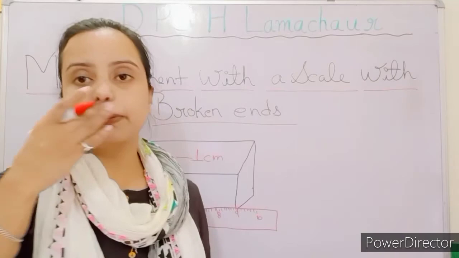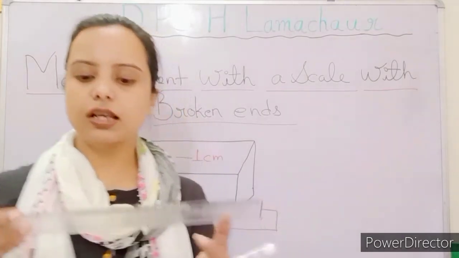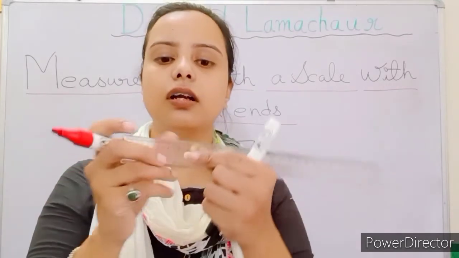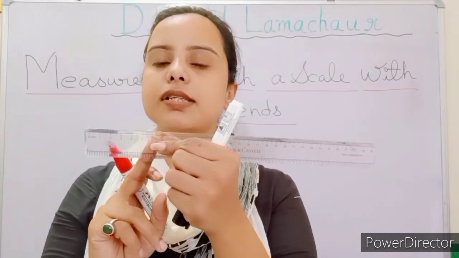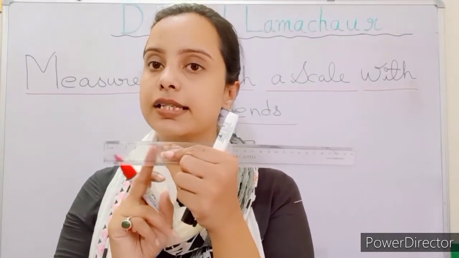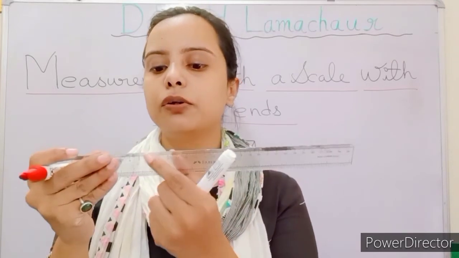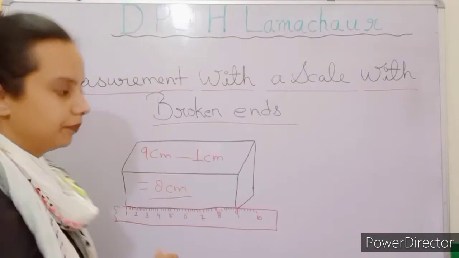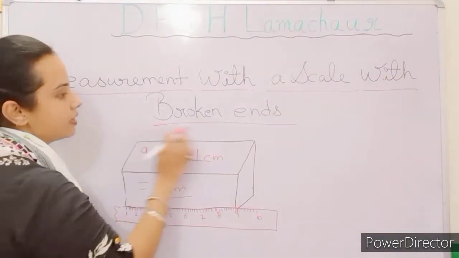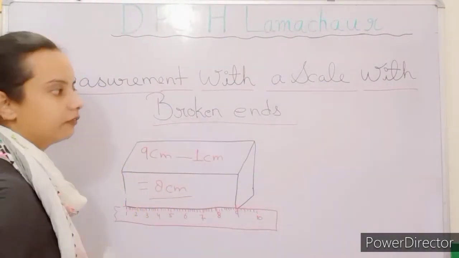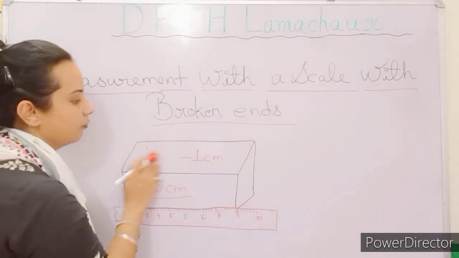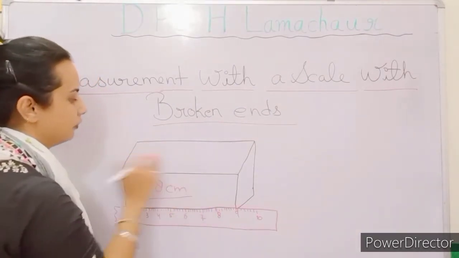Okay, for example, if your scale is broken half, ठीक है, and it is broken from 6, ठीक है, ये आपका 6 से ब्रेक हुआ है, तो you will take this measurement with the 7. ठीक है, अगर हमने 7 से लिया है, and for example the length of any box is 15 centimeter.